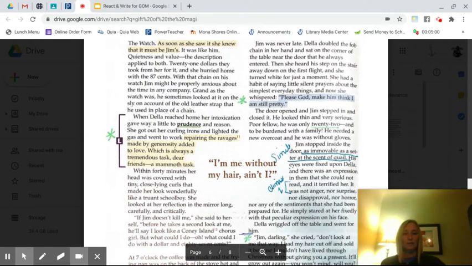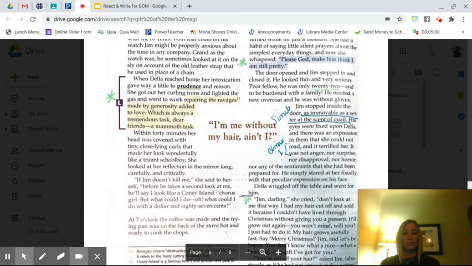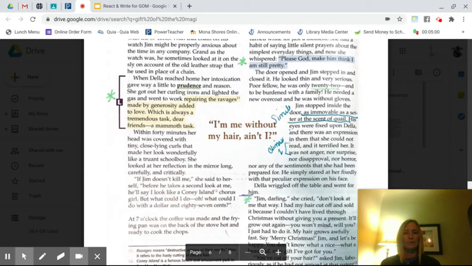Jim stopped inside the door as immovable as a setter at the scent of quail. His eyes were fixed upon Della, and there was an expression in them that she could not read, and it terrified her. It was not anger, nor surprise, nor disapproval, nor horror, nor any of the sentiments that she had been prepared for. He simply stared at her fixedly with that peculiar expression on his face.